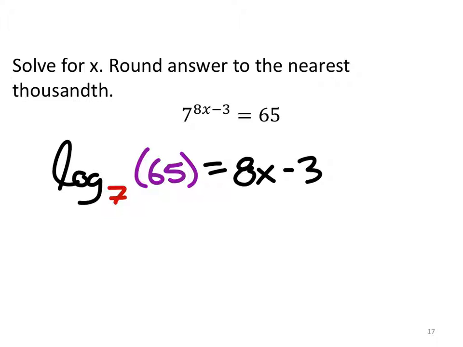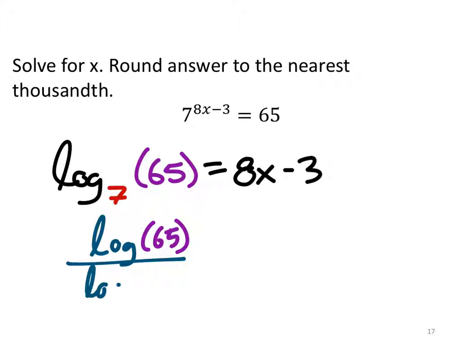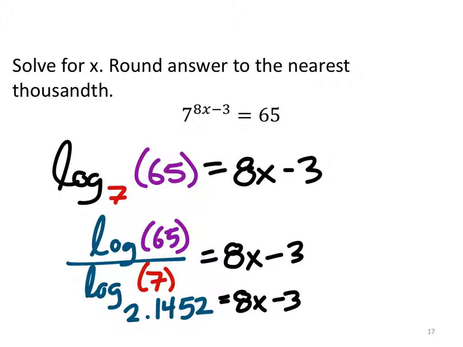But we are solving for x. So I'm going to change the base of the log. You guys want common or natural log? All right, so common log. I've got my common log of the 65, and we're going to divide it by the common log of 7. Now again, this equals 8x minus 3. So I'll type that into my calculator. All right, so dividing the logs, that's what I get.